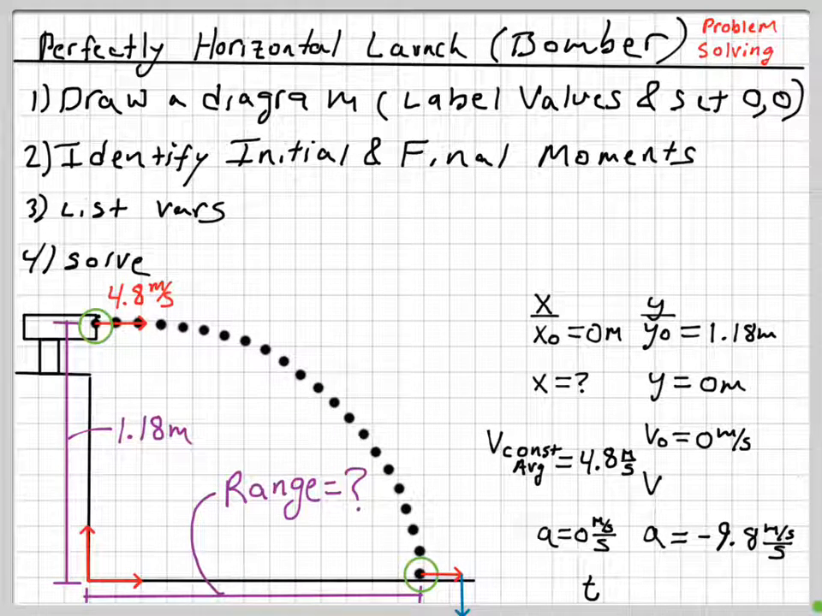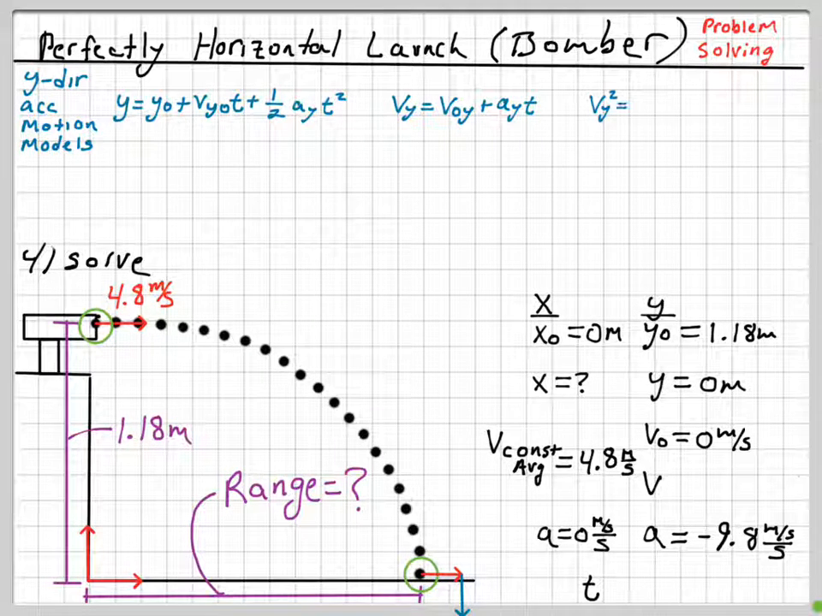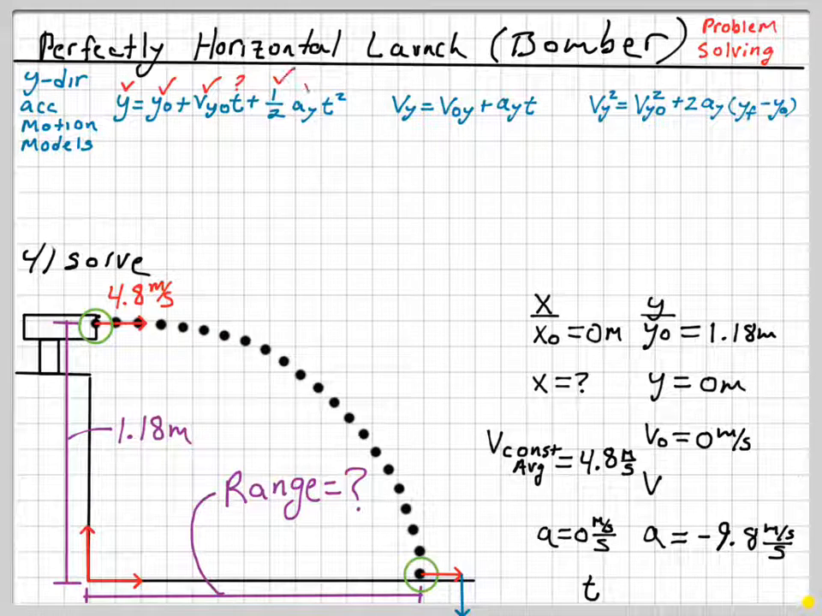All right, the next step is to solve. So let's solve for our unknowns. In the y direction, we've got the acceleration math models. So here they are, our three mathematical models for accelerated motion. If we go through them one by one, we can think about which unknowns and knowns we have. In this equation, we've got all knowns except for time. Time is unknown.